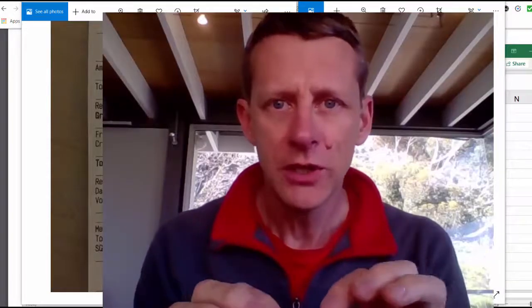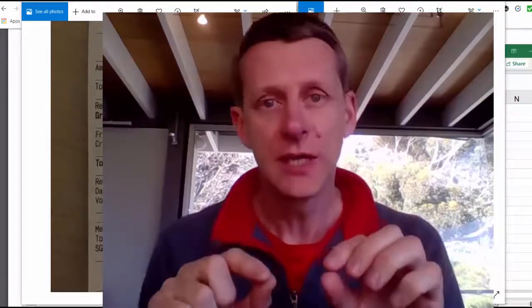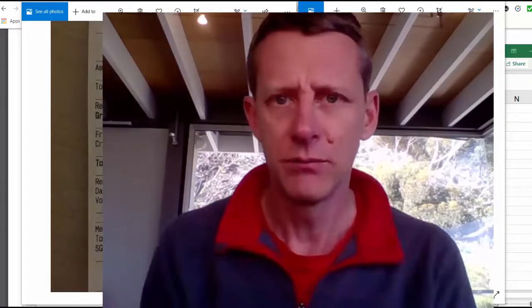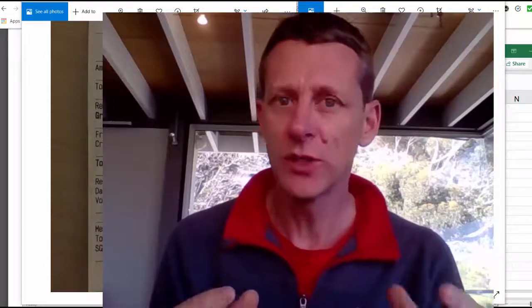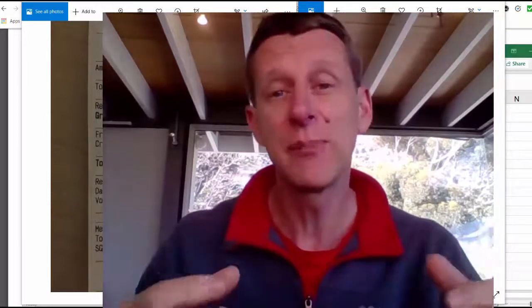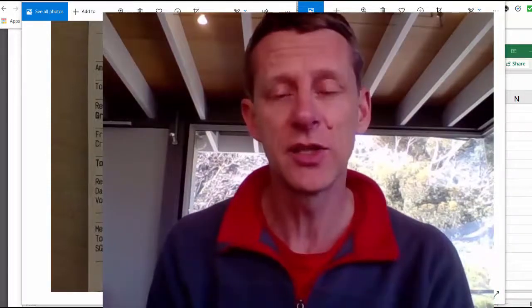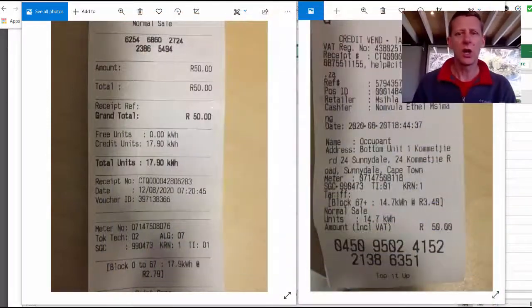So I'm wanting to share a bit more around how you can save more money in buying electricity than is usual. So it's important just to understand how the municipality is calculating electricity, and therefore when you go and buy electricity. Here, for example, are two receipts of electricity, both for 50 Rand, but they have different amounts of units.